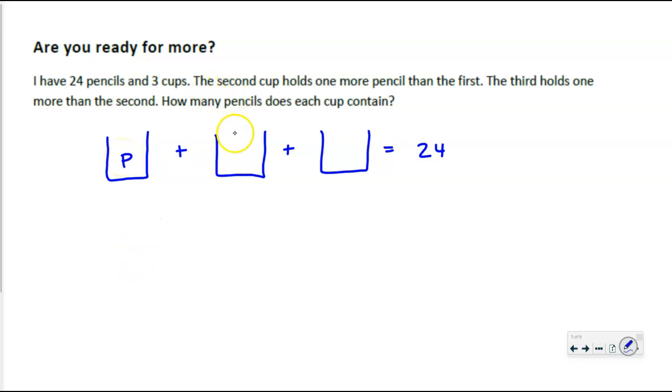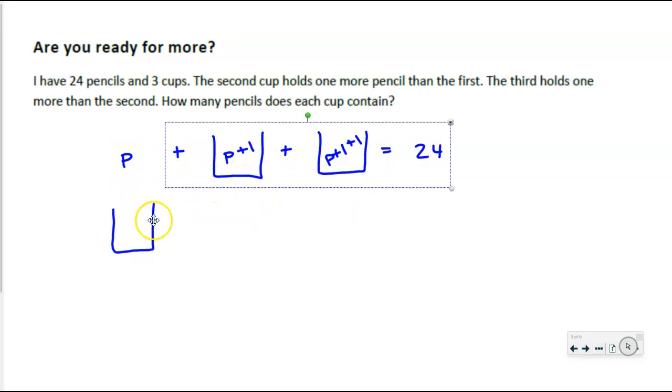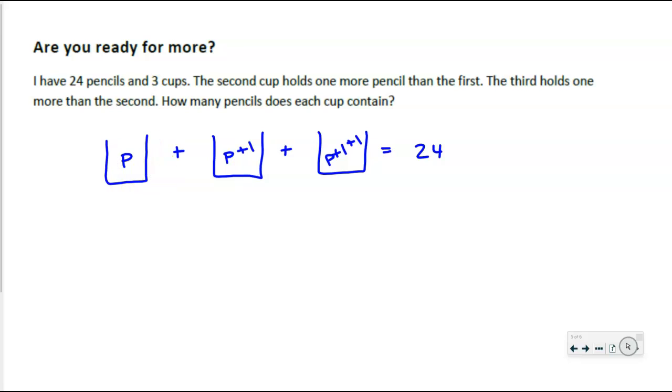The second cup holds 1 more than the first. So my first one holds P. That means my second cup is going to hold P plus 1 extra one. And the third cup holds 1 more than the second. Well, my second one holds P plus 1 plus 1 more. This is an equation. All I have to do now is get rid of those cups. And then I have simply P plus P plus 1 plus P plus 1 plus 1.